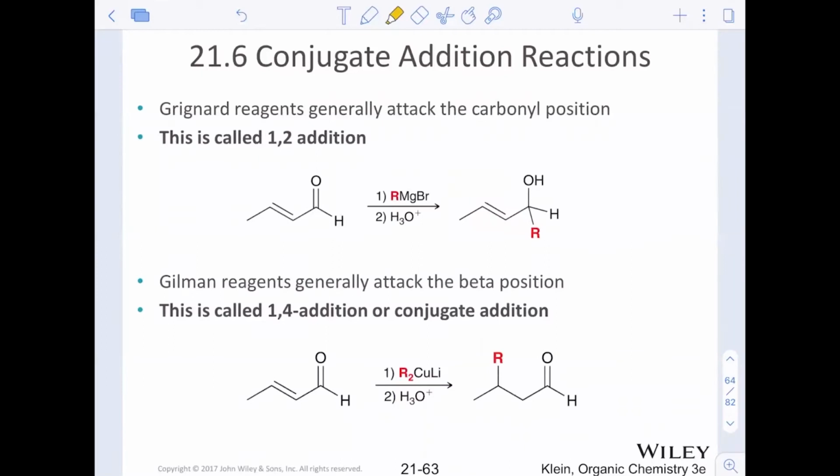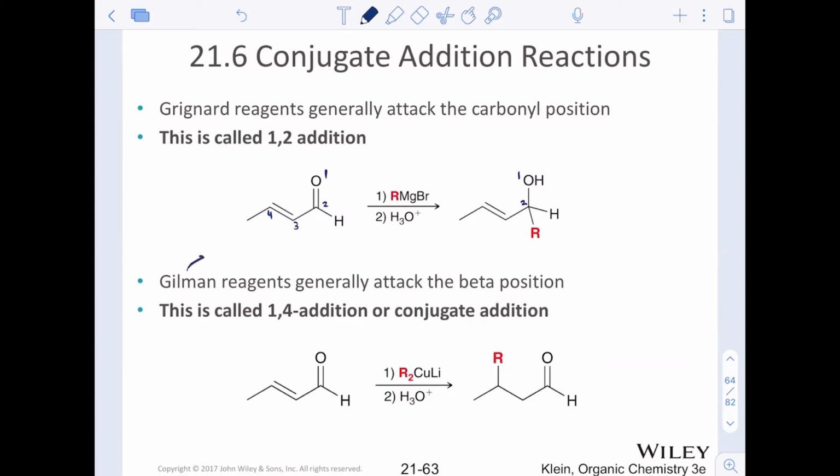Grignards are back. Grignard reactions are going to be attacking the carbon of the carbonyl position. This is called 1,2 addition. If we were to count 1, 2, 3, 4 across our alpha beta unsaturated aldehyde here, Grignards will always attack at the carbon of the carbonyl to make alcohols.